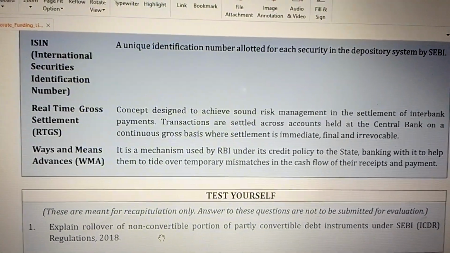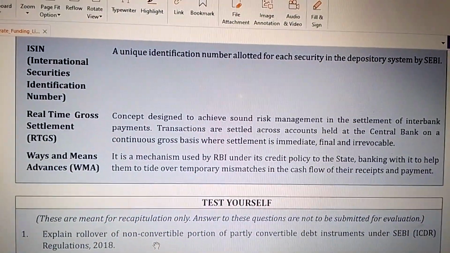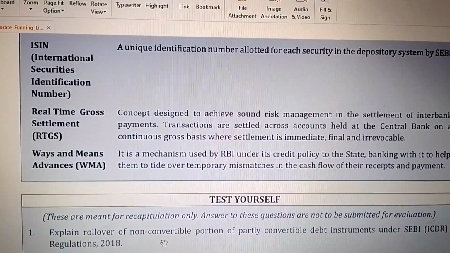Now, ways and means advance. WMA means ways and means advance. It is a mechanism used by the RBI under the credit policy to help state governments and banks tide over temporary mismatches in the cash flows of receipts and payments.